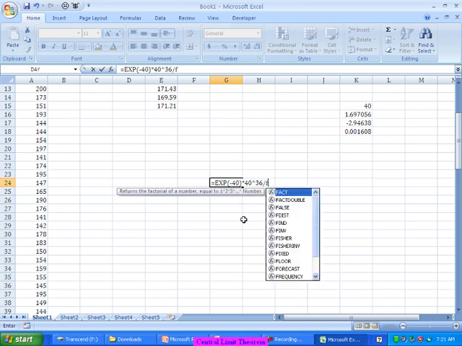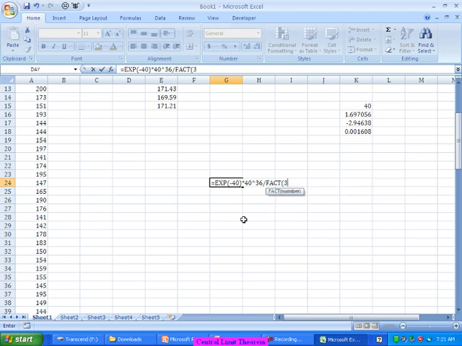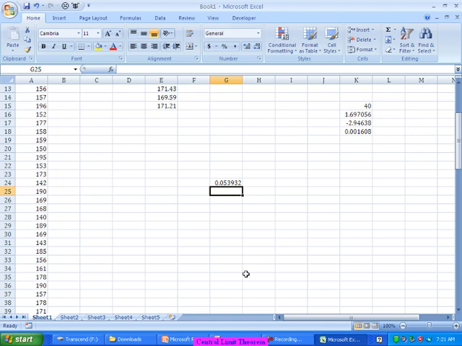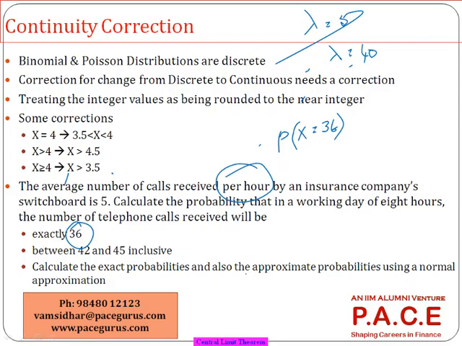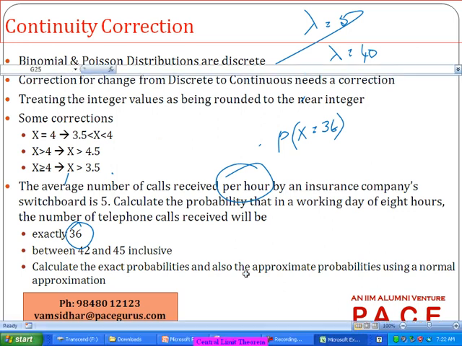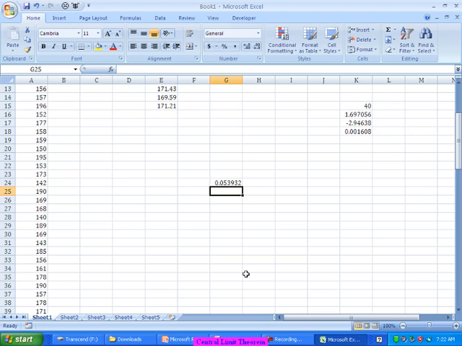Sometimes these calculations on calculators become very, very difficult. The rounding offs and all these things come out. Anyhow, it has given that the probability is around 5.39%. There is a 5.39% chance that the number of calls during a day is exactly equal to 36. Even on a calculator, factorial 36 or 40 power 36 are very difficult to calculate, right?